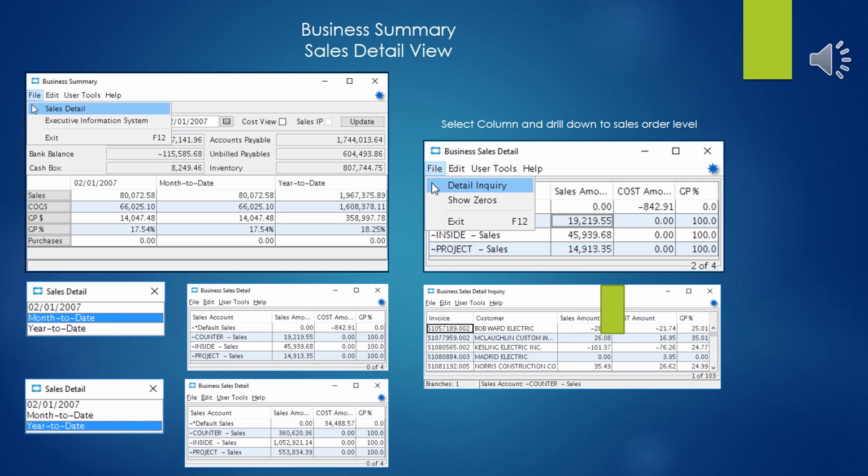sales location, the total sales amount out of that location: counter, inside, projects, or whatever your system is using. Showroom, possibly, I don't know, because your system isn't mine, obviously. And you can also drill down on this if you go ahead and do a detail inquiry. You will see all of the invoices that are posted to that particular sales area as well, so you can do a quick scan through.